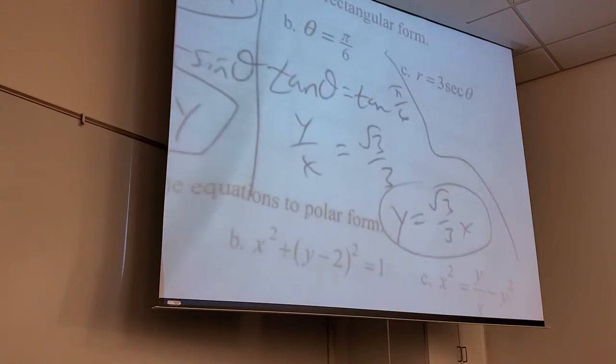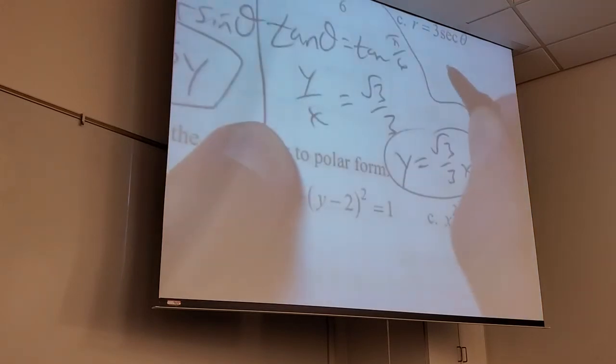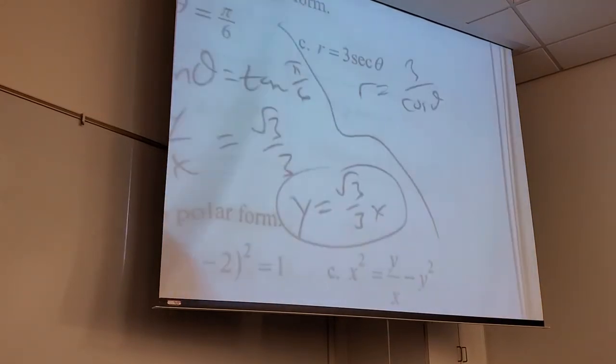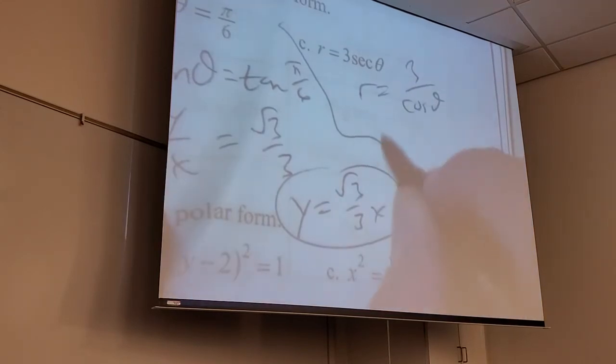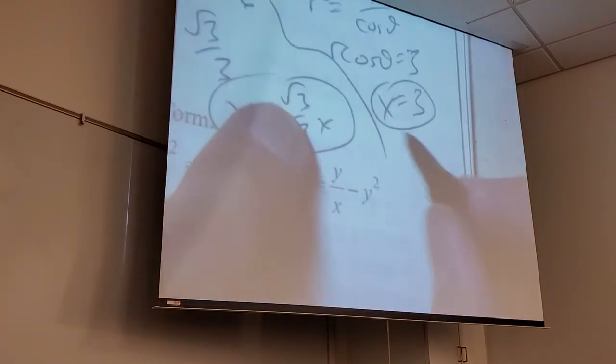And real quick, what about this one? Does secant show up in anything in our conversions? Not really. It doesn't show up directly, right? What shows up that's related to secant? Cosine. Can somebody tell me what I can do real quick to make it show up? Just multiply by cosine. Because then I get r cosine theta. And what's r cosine theta? X. So if I graph this, it will be a straight up and down line.